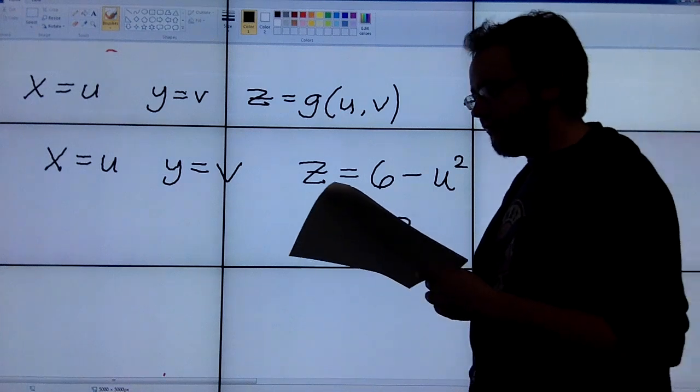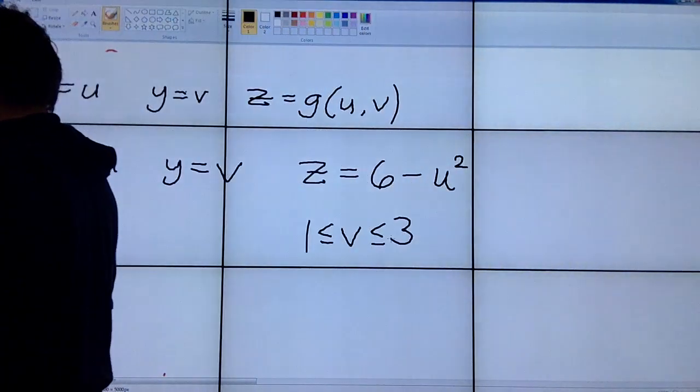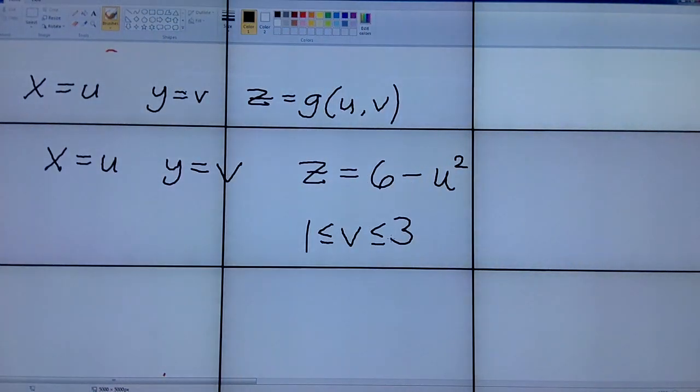How about the bounds for u? U is a bit harder. We at the very least know that since x is larger than 0, u must be larger than 0. Doesn't it say x larger than 0? And how do I know what the upper bound on u is? Is there an upper bound? Any idea? Not quite 6, you're close.